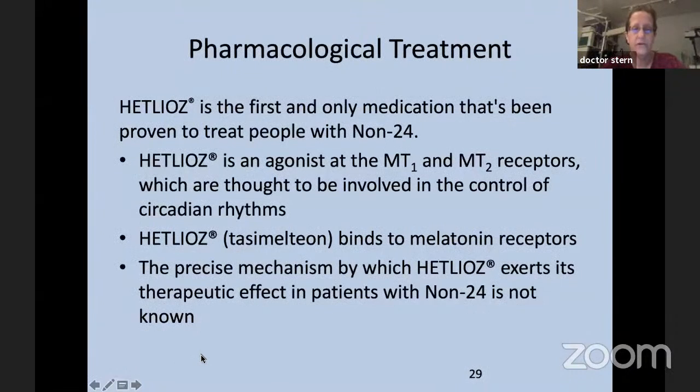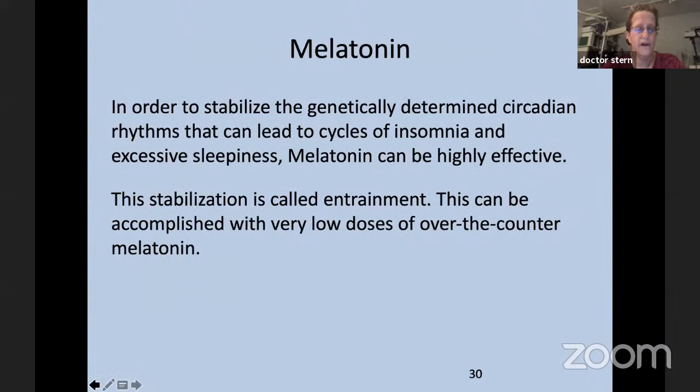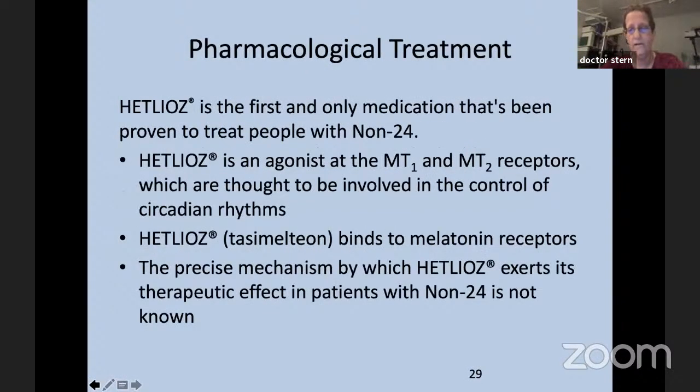And here, there's a drug called Hetlioz. It's made by a company called Vanda, V-A-N-D-A Pharmaceuticals, and it binds to melatonin receptors. And they don't know the precise mechanism of it, but it has been marketed very heavily here to bring more awareness of non-24 and also to let people know that there is now a pharmacological treatment. Because interestingly, I think a lot of doctors are not that familiar with non-24, or these patients are often misdiagnosed.